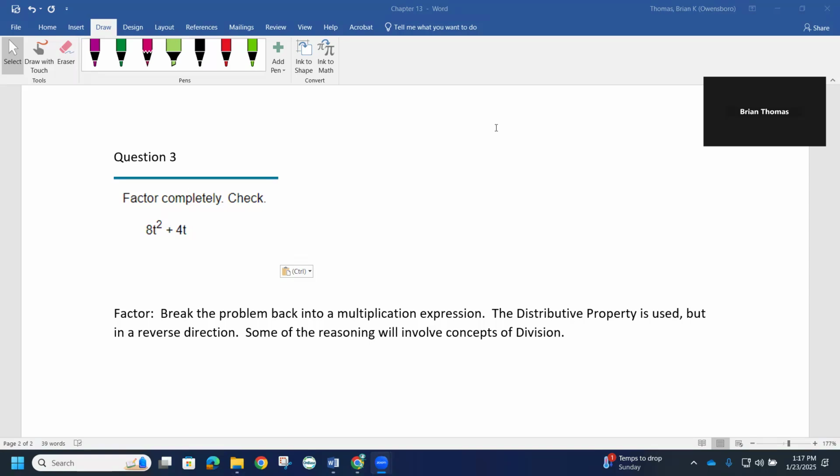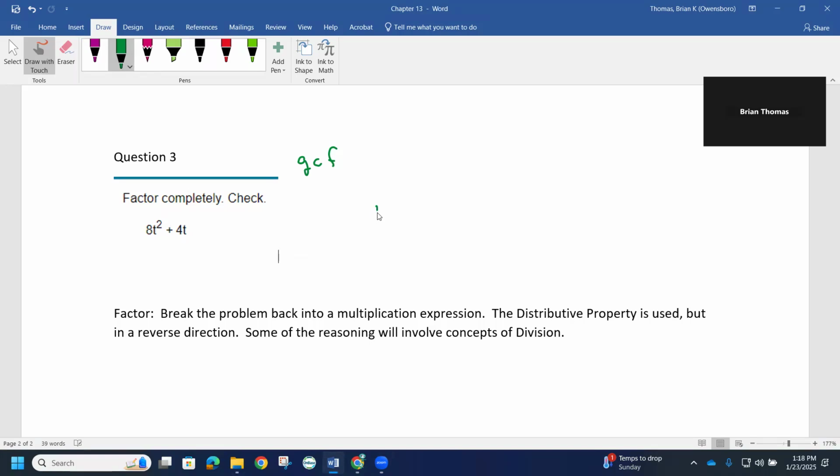So as we look at the next question, factor completely, we have 8t squared plus 4t. So what we have is our two terms. What we're looking for is a greatest common factor to start with. So again, the GCF becomes a little bit tricky.